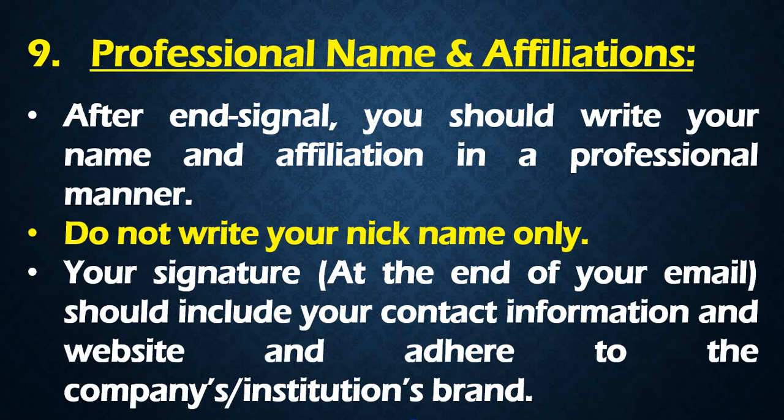Number 9. Professional name and affiliations. We have to give our professional name and affiliations in the signature part of an email. After the end signal, we should write our name and affiliation in a professional manner. So do not write your nickname only. Your signature at the end of your email should include your contact information and website if any, and adhere to the company's or your institution's brand. Okay?